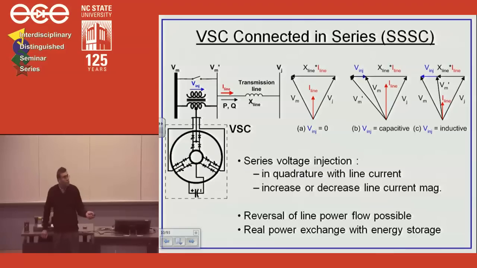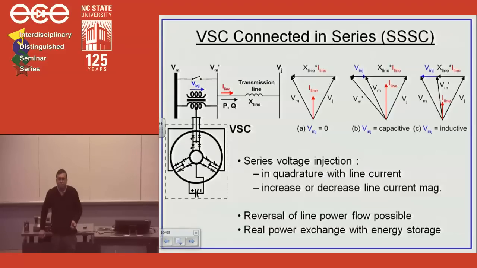Here are some simple phasor diagrams to explain, because it's at a constant single frequency, which is 60 hertz. We can inject this voltage, either positive or negative, such that we can buck or boost, increase or decrease, the line current magnitude. Another very important thing: in both of these systems, we want to do this without transacting real power between the line and this device.